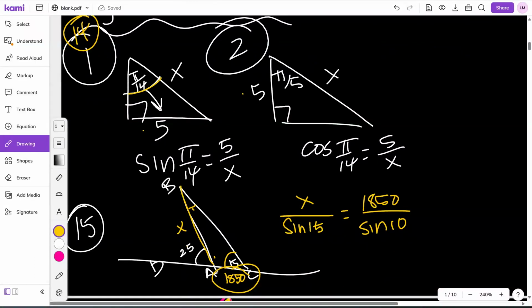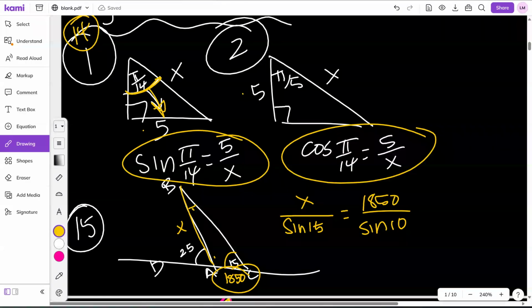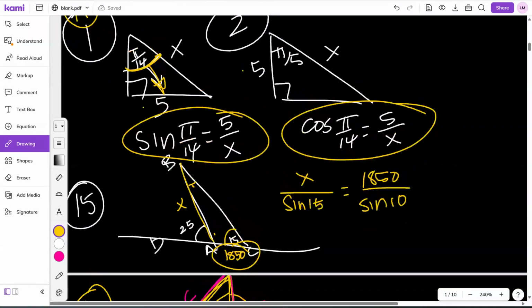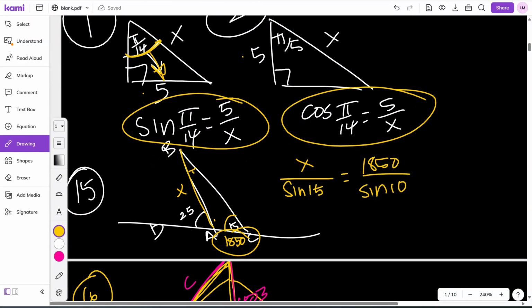On this one, the side opposite is 5 of the angle that I know. So I can use right triangle trig. I don't have to use law of sines. So I used right triangle trig and set this up, and you'll need to solve for x. It gives me 2 different lengths for the hypotenuse.